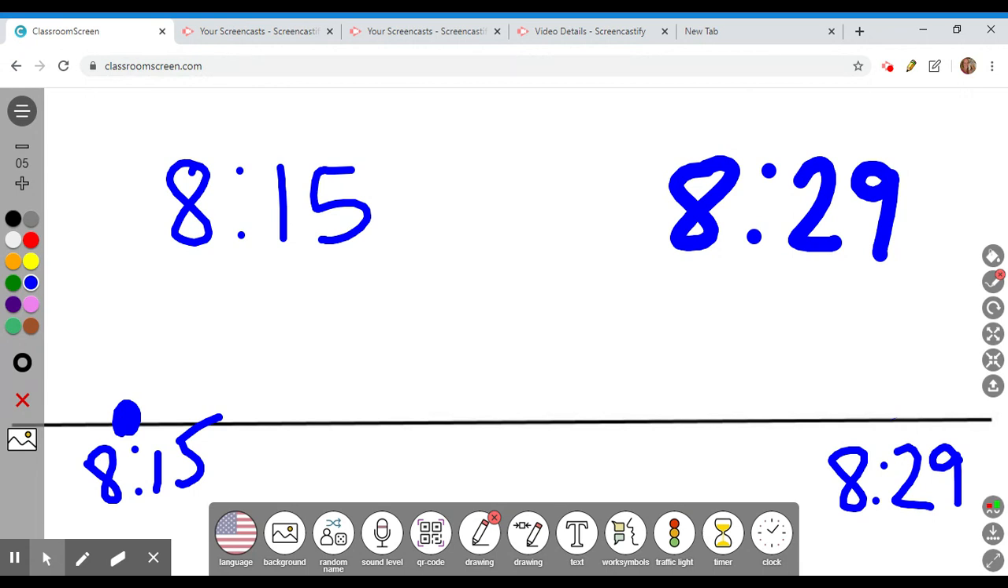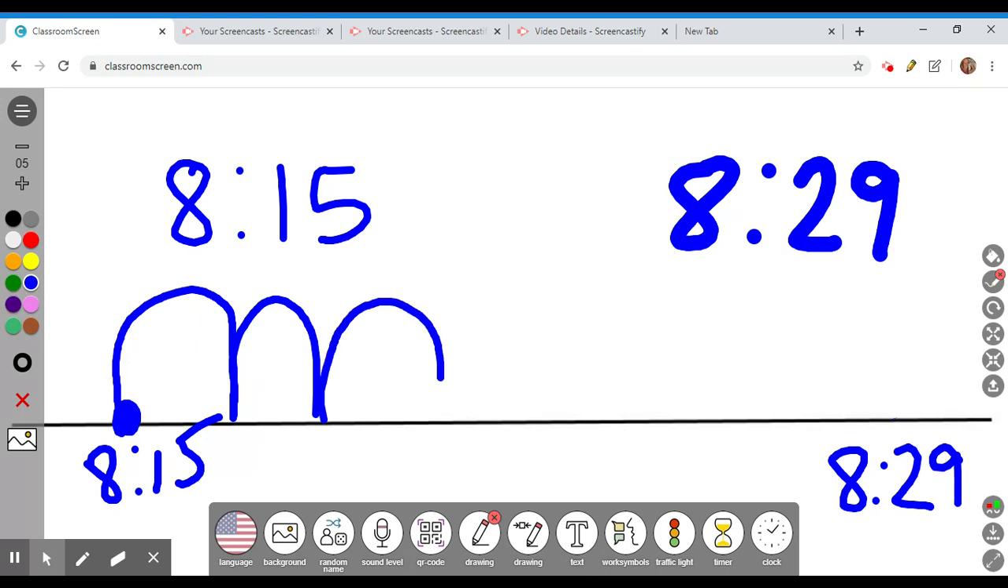I'm going to go ahead and move by 5s to begin with. 8:15 to 8:20, 8:25, 8:30. And you probably noticed there that that didn't work. So instead of 8:30, we're going to backtrack and we're going to go to stones here at this point. So we've got 8:15 to 8:20 to 8:25. Now I'm going to use my stones. 8:26, 8:27, 8:28, and 8:29. So there's where I'm going to land.